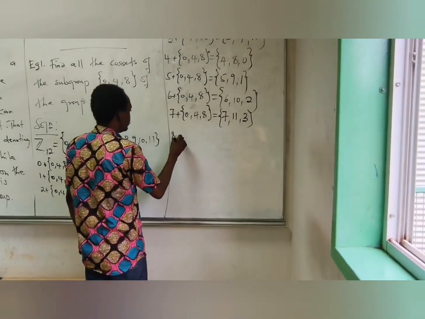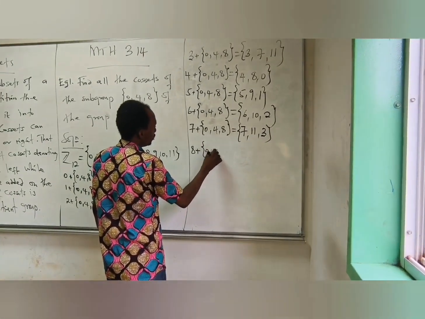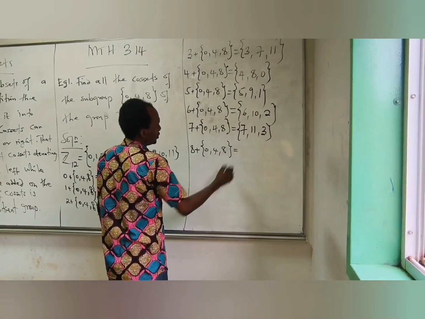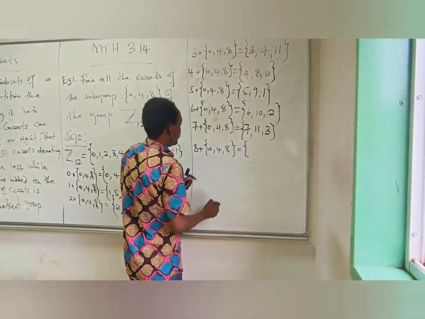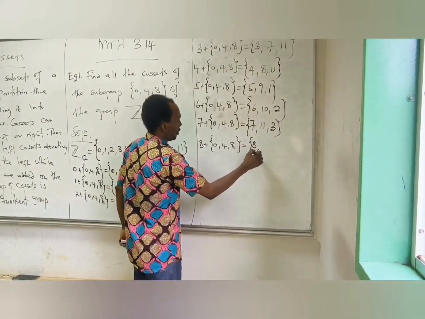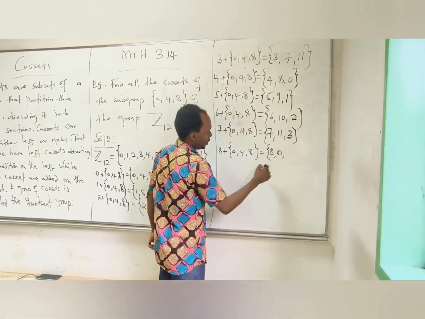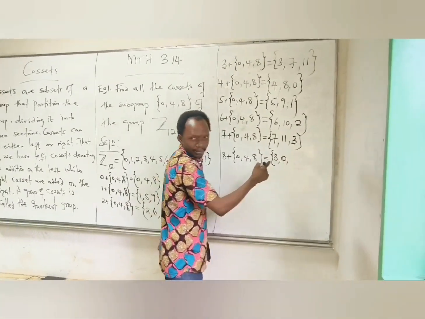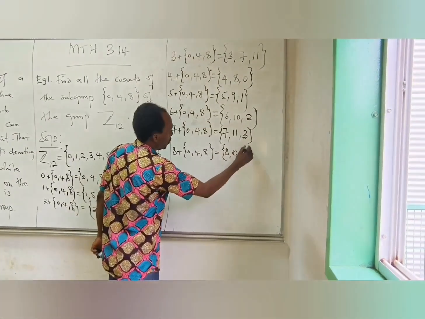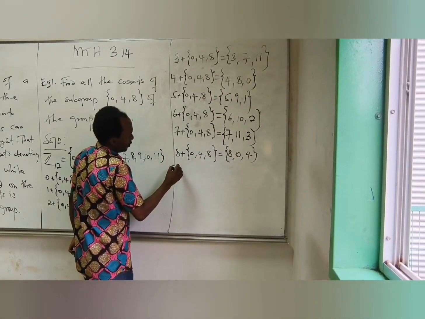What's the next one? 8. 0, 4, 8. What do you get? 8 plus 0 is 8. 8 plus 4 is 12, 12 modulo 12 is 0. 8 plus 8 is 16, 16 modulo 12 is 4. Then 9.